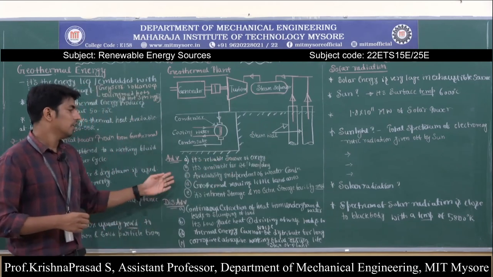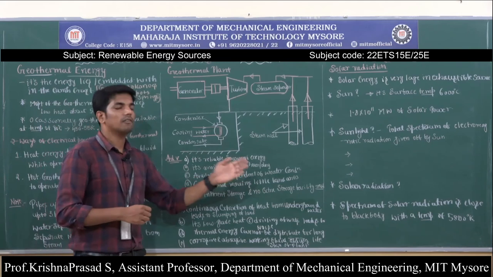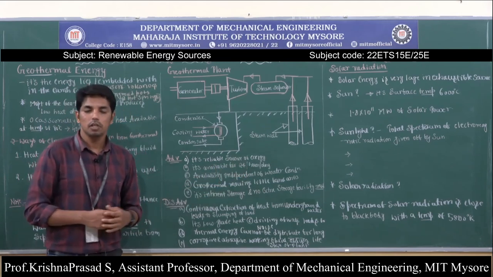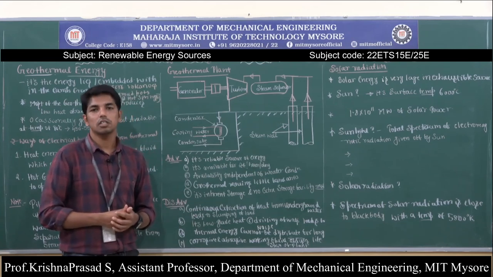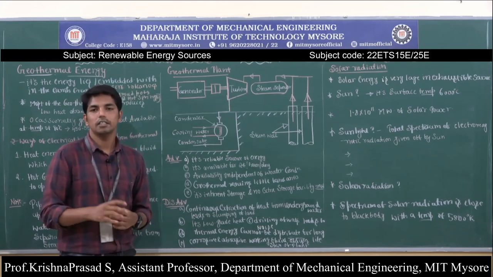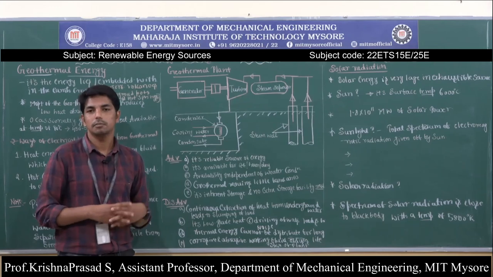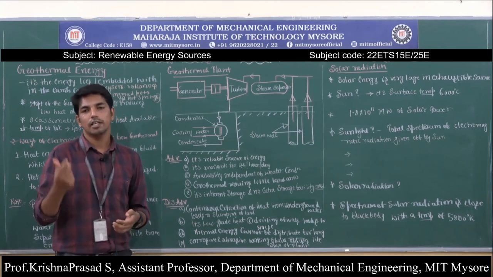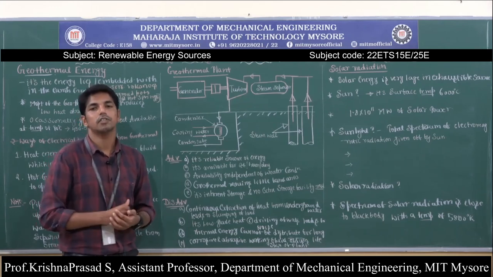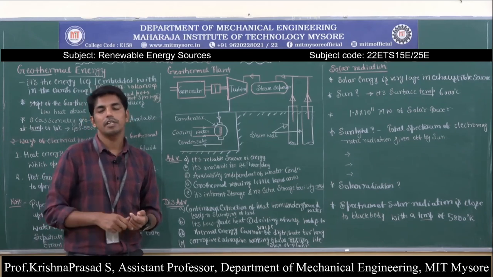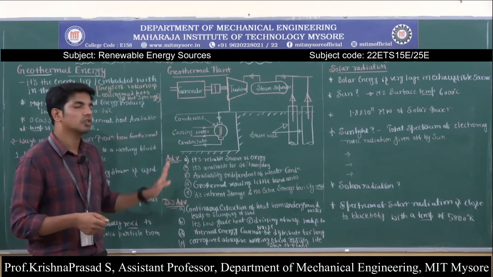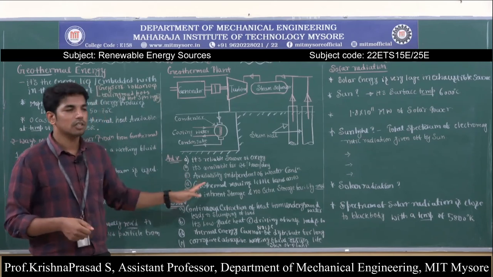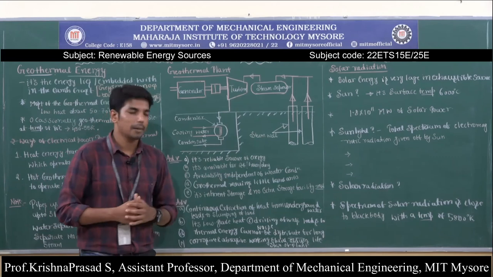Next, second one, it is available 24 hours per day. That means if we consider solar energy, we can extract it only in the day cycle, and it is not possible in the night cycle. Similarly, if you consider wind energy, the harnessing of wind energy mainly depends upon the wind direction and the wind speed. But no such cases happen in the case of geothermal energy. We can extract geothermal energy completely 24 hours per day.